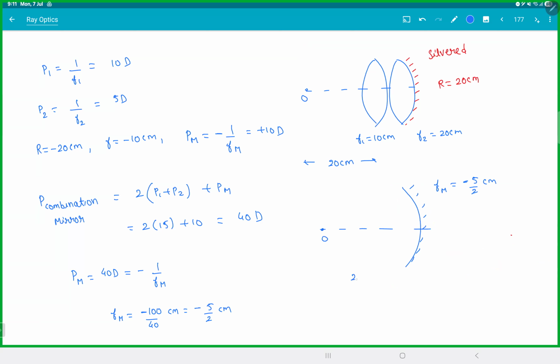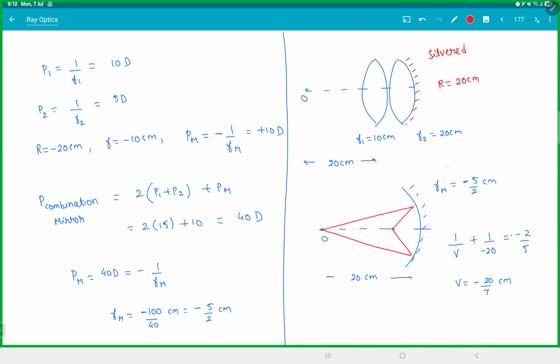Object is here at 20 centimeters. Once you got till here, then it is just a matter of using the mirror formula. 1 by v plus 1 by u, which is 1 by 20, is minus 2 by 5. Multiply 4 there, that will be minus 8 plus 1. So v is equal to minus 20 by 7 centimeters. Check my calculations. Right, Niharika. We both got same. Maybe right. So there, that's your image.